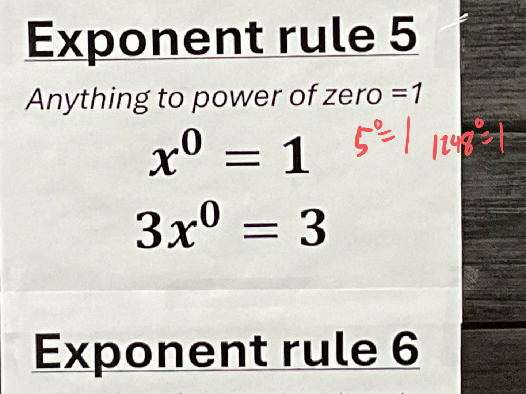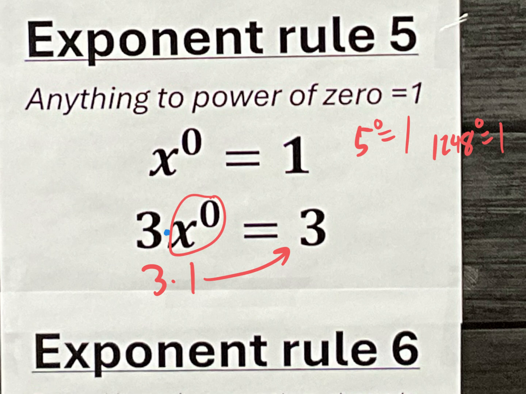See, the reality is this. You have 3 times x to the 0. So what do you do first in the order of operations? Do you multiply first, or do you do exponents first? Obviously, exponents. So you have to do x to the 0 first, and x to the 0 is what? 1. So you really have 3 times 1, which is why that's 3. Make sense? Okay, so anything to the power of 0 is 1.